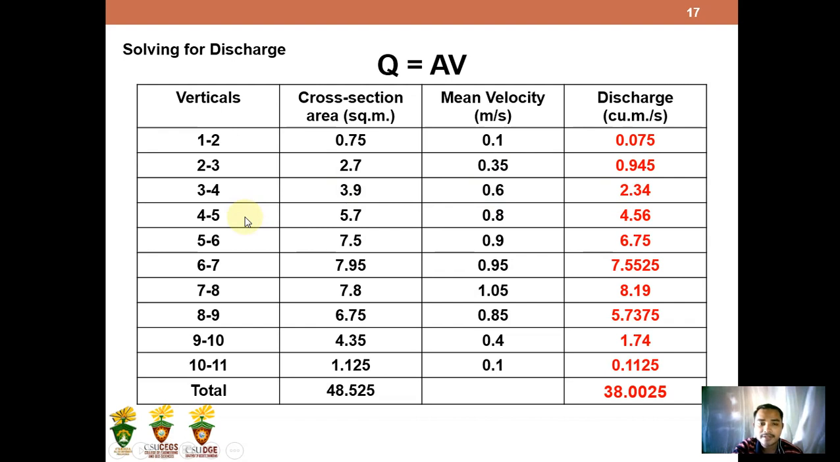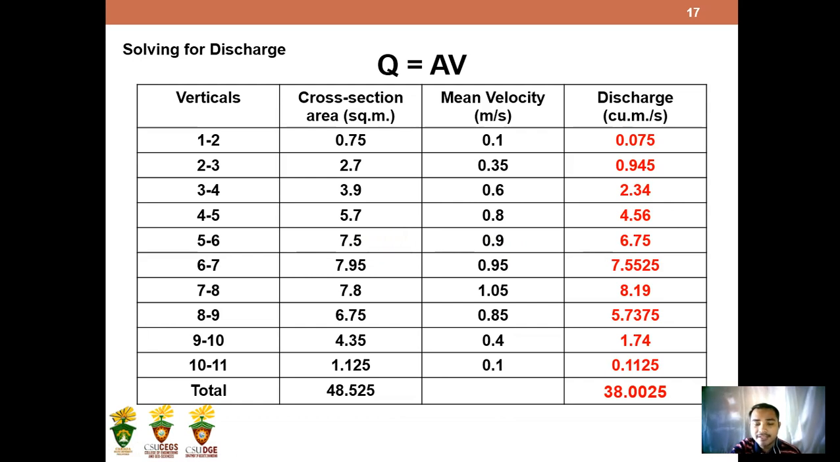And for the verticals 4 to 5, we have the cross-section of 5.7 and mean velocity of 0.8. We have a discharge of 4.56 cubic meter per second. And for verticals 5 to 6, we have cross-section 7.5 and mean velocity of 0.9. We have a discharge of 6.75 cubic meter per second.